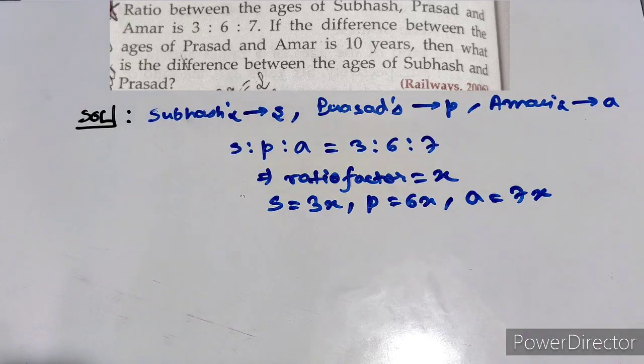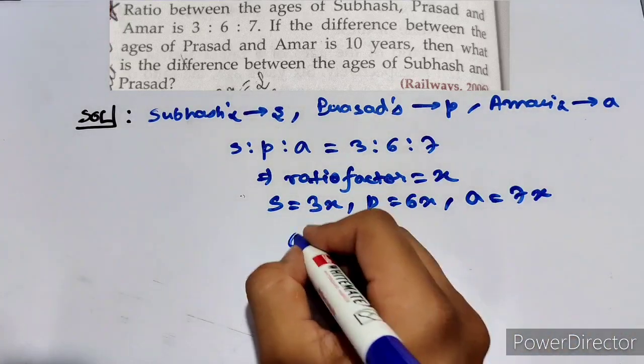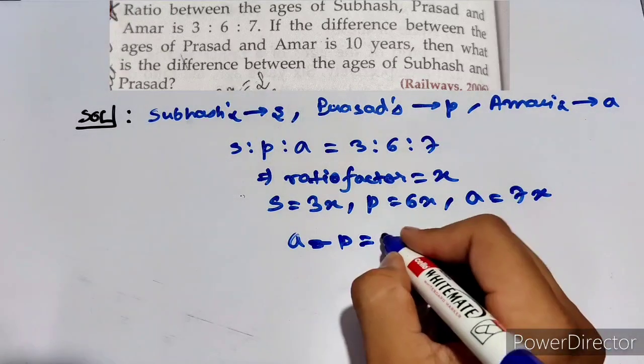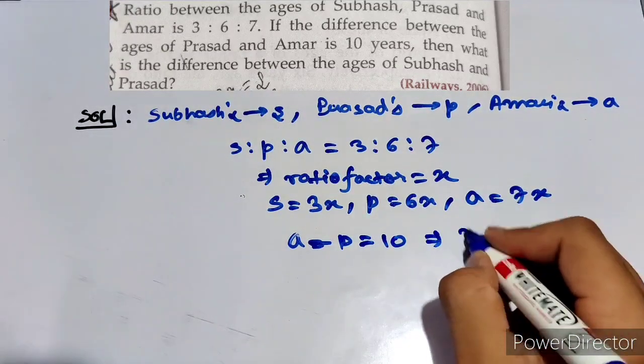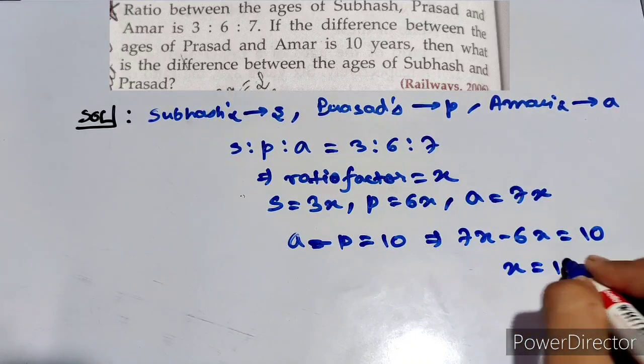If the difference between ages of Prasad and Amar is 10 years, so Prasad and Amar, since Amar is 7x, it will be a minus p equals 10, the difference is 10 years. This gives us the x. 7x minus 6x equals 10. So we get x equals 10.